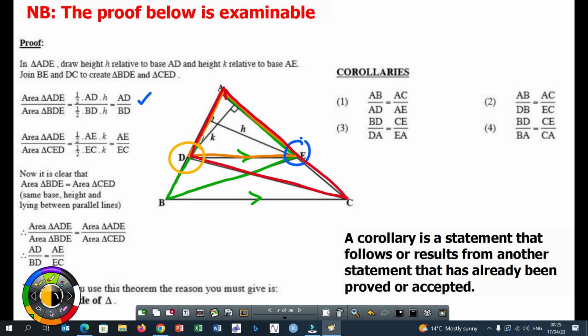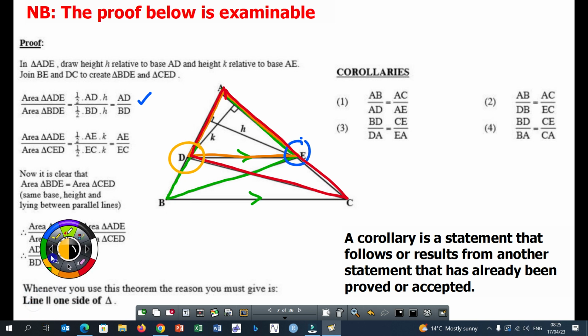So it's going to be AE. Then for CED, the area is going to be half times EC times K. Okay, please take note here. It's going to be CED, which is this small one here. This is the triangle, that is CED, that triangle there. Right, so you end up having AE over EC.